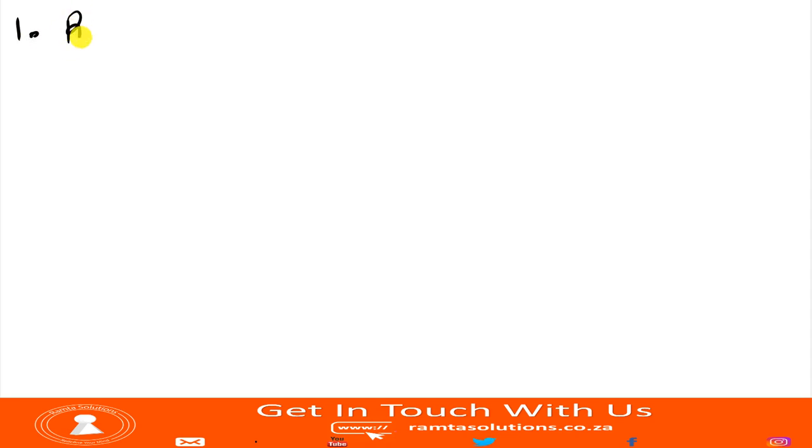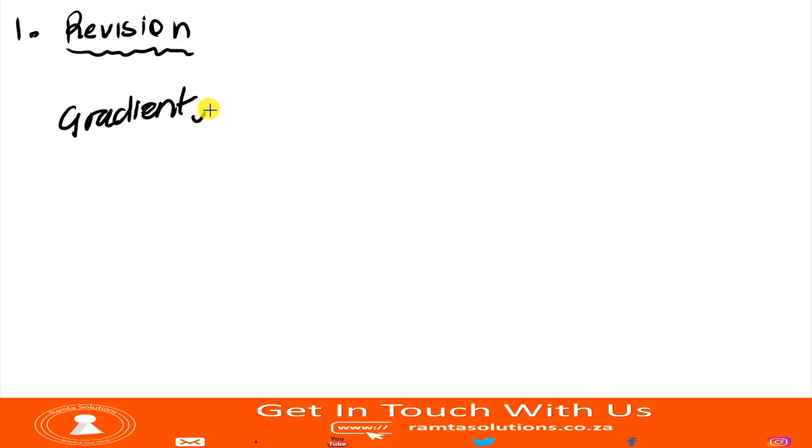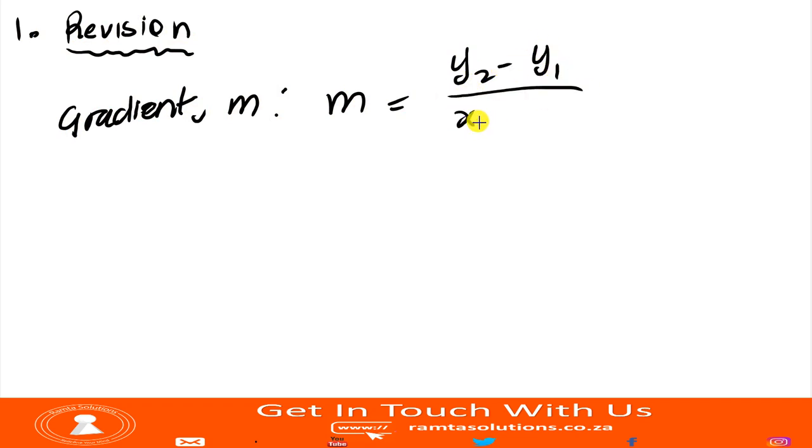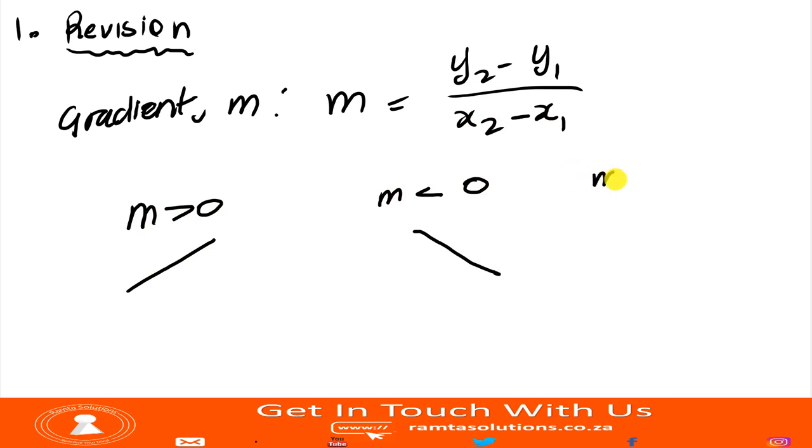So first, revision. You guys recall that gradient M has the formula M equals y sub 2 minus y sub 1 all over x sub 2 minus x sub 1. And you also recall that when M is positive, your line looks like this. When M is negative, your line looks like this. When M is 0, you have a line like this.